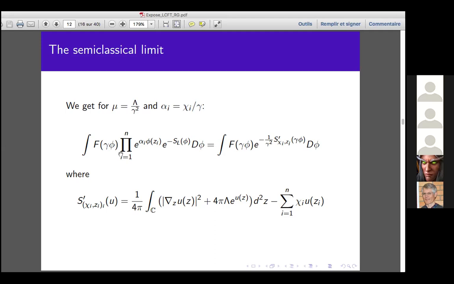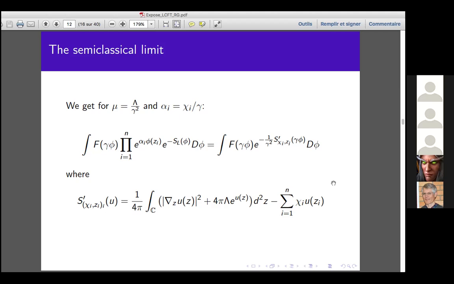So what you do is you look at the field gamma phi, and you can integrate, say, a function of gamma phi, product of exponential alpha_i phi taken at points zi, and you scale alpha_i as chi_i over gamma. So chi_i is fixed, lambda is fixed, and you take mu equal lambda over gamma square, and you see that this thing is equivalent to this, where this time your action is nothing but exponential minus one over gamma square, and here the S prime is the gradient square plus four pi over lambda minus sum of chi_i u of zi, okay?